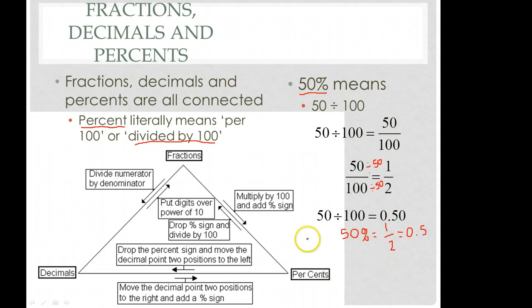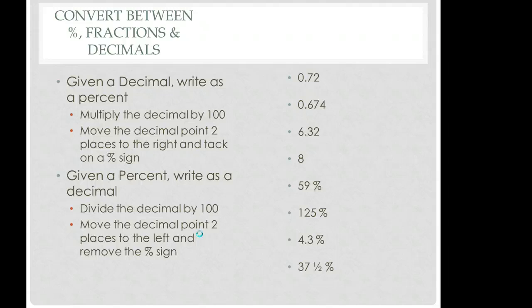And if you follow the instructions on this triangle, the instructions on the outside of the triangle go with the arrows on the outside. So if I'm going from fractions to percents, I follow this rule. If I'm going from fractions to decimals, I follow the rule out here. If I'm going from percents to decimals, I follow this rule in here. And so to make it a little less confusing, I have it written out separately on the next slide. So let's convert between fractions, percents, and decimals.